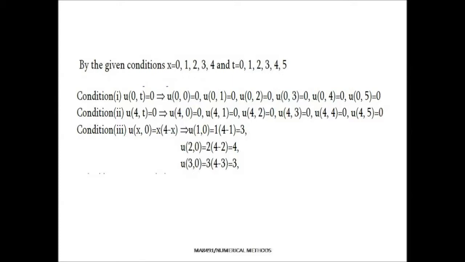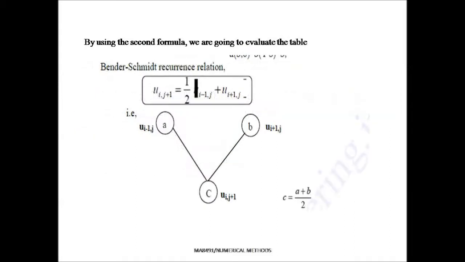Now using these two values, we are going to form a table, and by substituting in your condition first u of 0 comma t, and second one u of 4 comma t, and finally in our condition third u of x comma 0, which is our f of x, we may be able to get our values in the first column, the last column and the first row. Now let's move on to our next step.